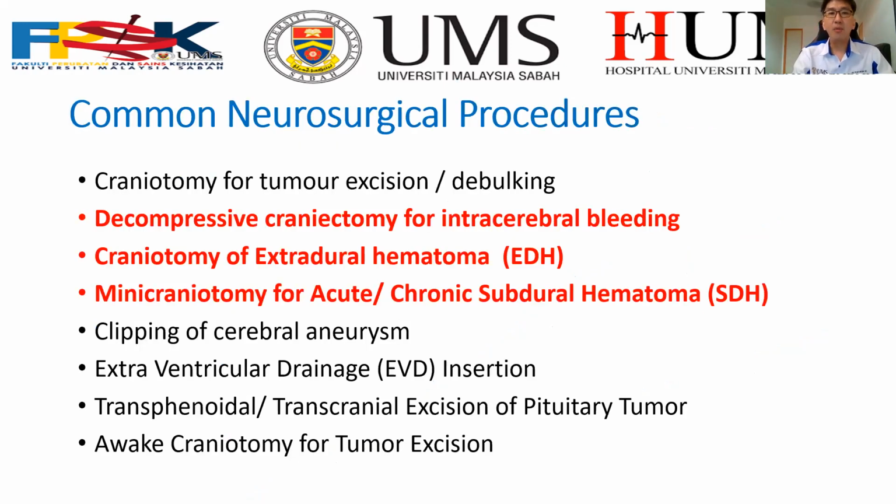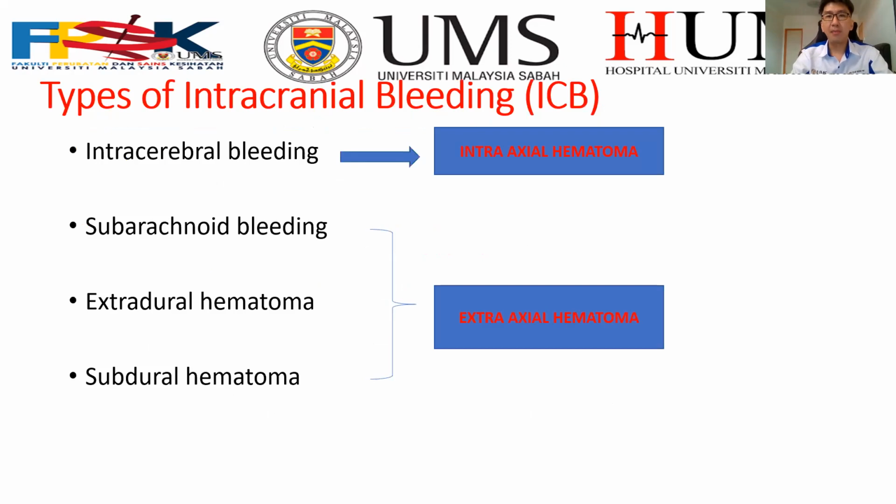In this segment, we are going to talk about various neurosurgical procedures. Because of the time constraint, I'm going to focus on three important items which you will always see during your on-call. We will see a patient with trauma, decompressive craniectomy for ICB, intracranial bleed. The patient will have extradural hematoma or subdural hematoma. These are the types of common bleeds that we always see in our daily routine.